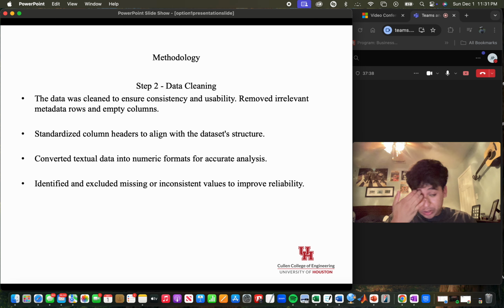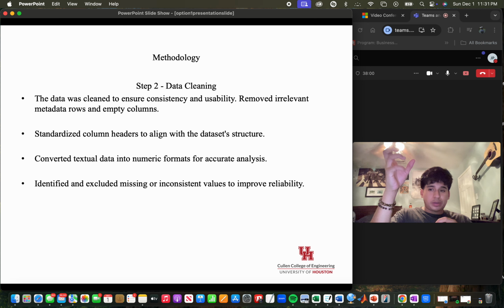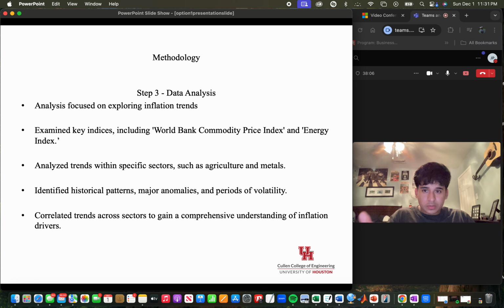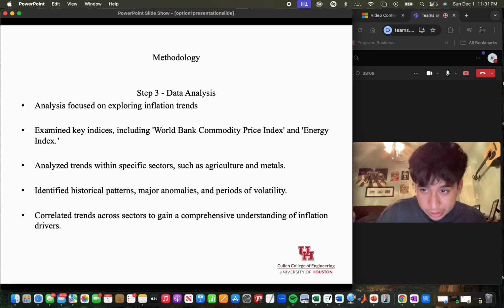Step two was the data cleaning, which is what I just talked about. We had to remove irrelevant rows and empty columns. We had to convert the textual data into numeric format, and we had to identify and exclude missing or inconsistent values to improve reliability. In the data set, it's an Excel sheet. Sometimes it was separated, so we had to put the data together so that we can convert it into something visual.